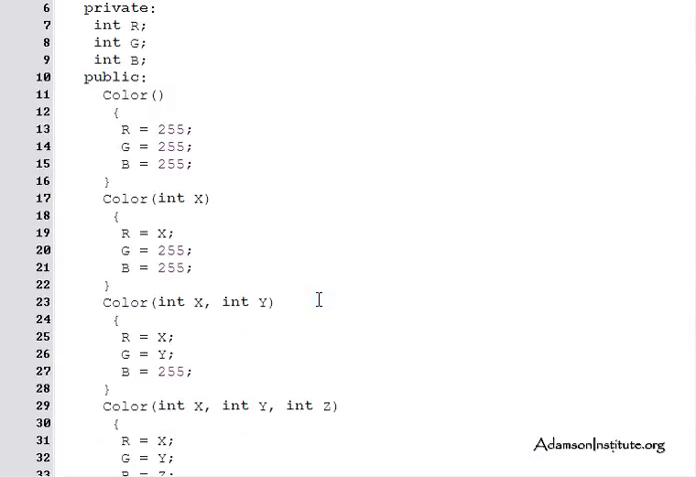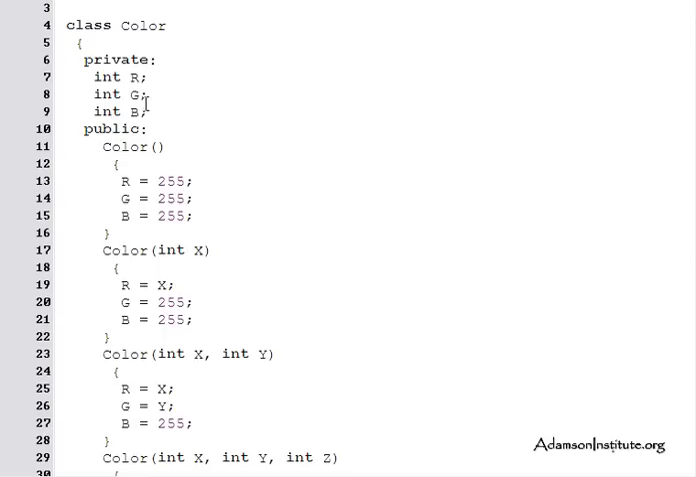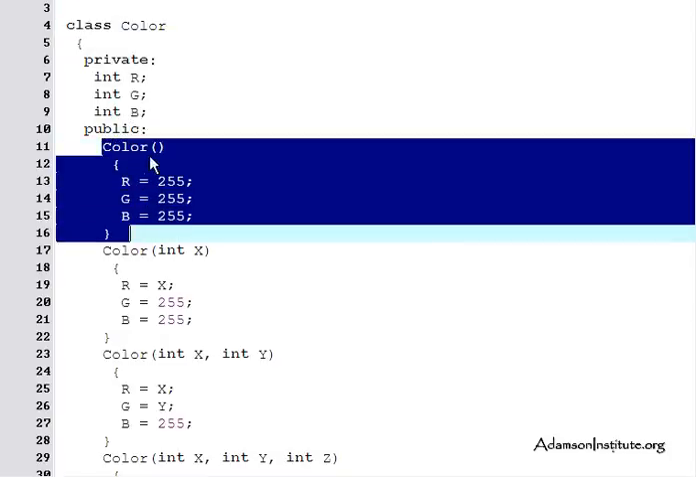What I've done here is I've made several constructors. Notice that a constructor is a method that has the same identifier as the class. So I have a constructor here with the same identifier as the class, and this constructor sets the value of all three colors, R, G and B, to 255. That's what we had in the last video.